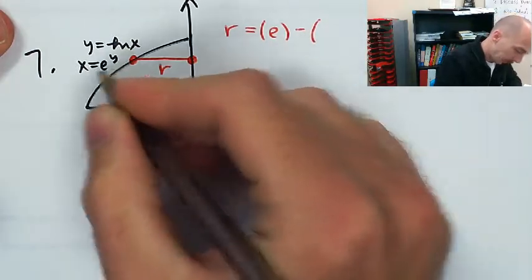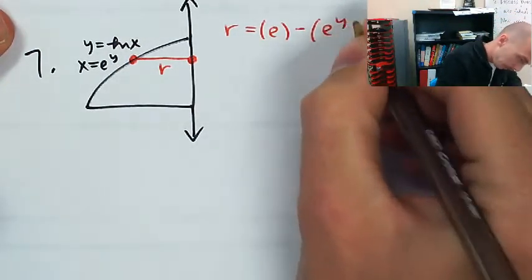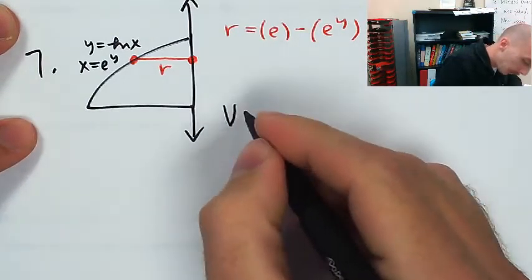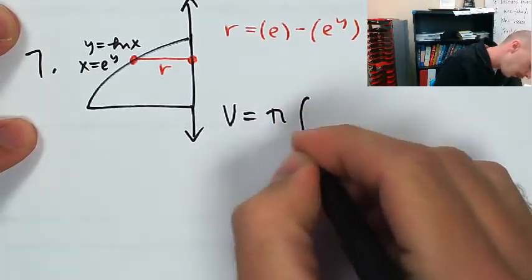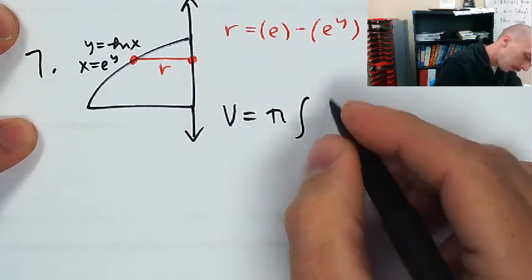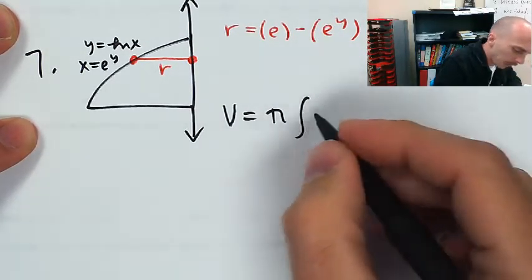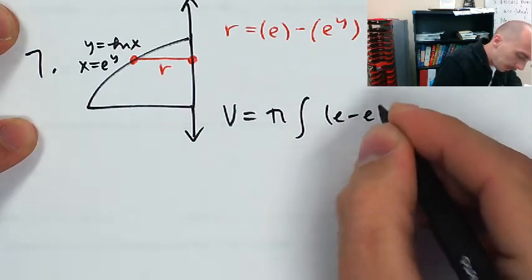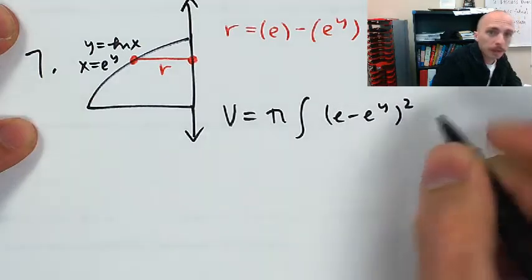And on the left, I've got x equals e to the y. And then we know that volume is equal to the integral of pi r squared. So the integral of pi times r squared, so e minus e to the y squared dy.